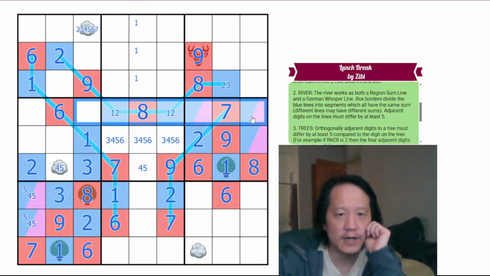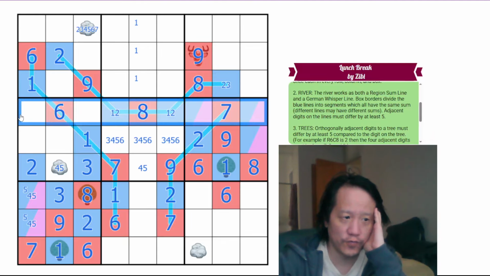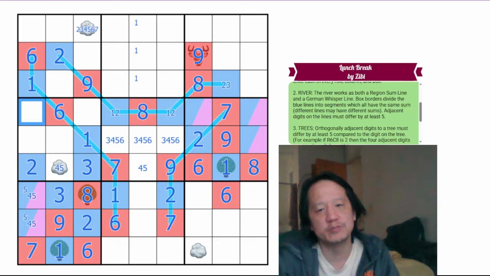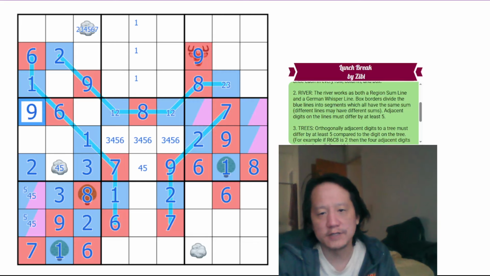We have to have a 9 somewhere in row 4. And it cannot be any of these cells because of 9s in the boxes. It can't be here because of 9 in the column. So this must be a 9 here. And that's a high.